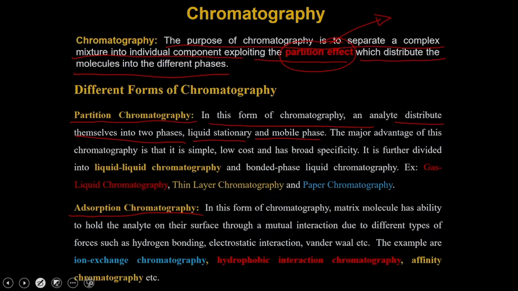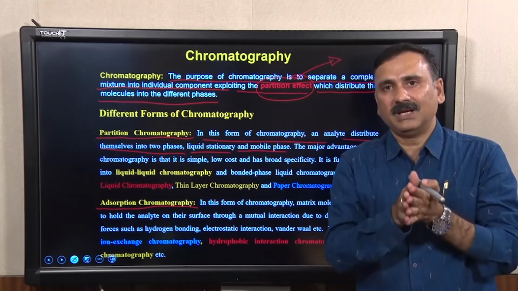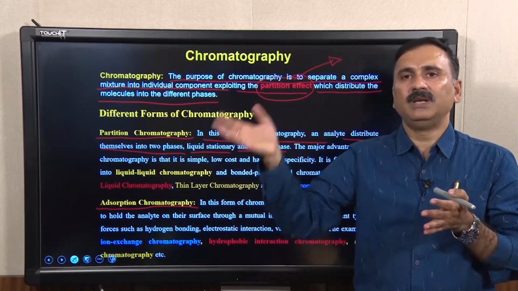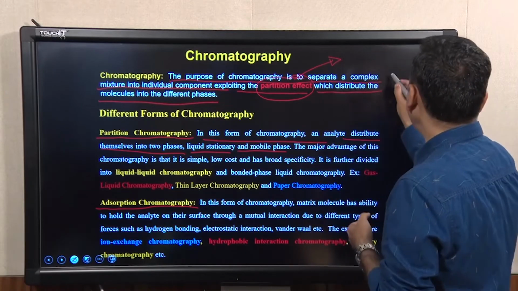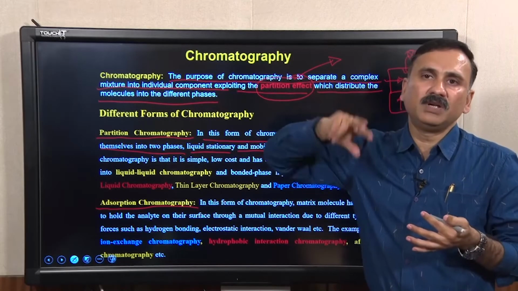So, partition chromatography always occurs in a place where you have two liquids which are immiscible, or two liquids which are not mixing with each other, and you can put a compound, and that compound is going to distribute between these two liquids. Which means if I have two liquids and I put a compound X, the X will have lower solubility in this one, or it can have higher solubility in solvent 2. In that case, X is going to partition between the two liquids.